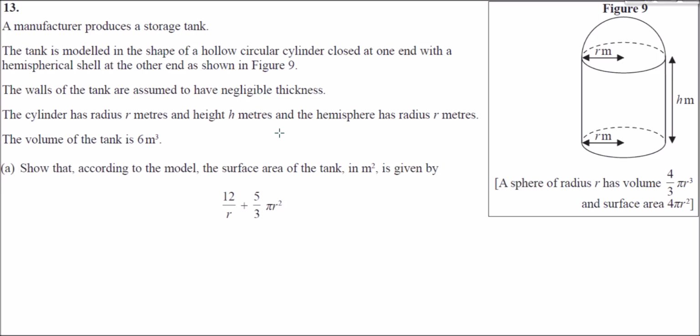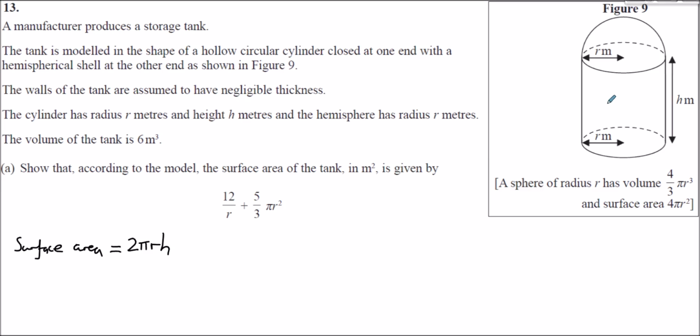And for part A, we need to show that according to the model, the surface area of a tank in square meters is given by this expression here. So let's set to it. So the surface area of this shape is going to be comprised of obviously different bits. It's going to have the curved surface area here, which is going to be circumference multiplied by the height. Circumference is 2 pi r and height is h. So the curved surface area is going to have an area of 2 pi r h.